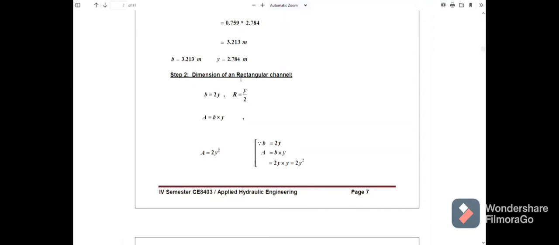Dimension of a rectangular channel: b equals 2y, R equals y by 2. Here R is similar to the trapezoidal channel. A equals b into y. b equals 2y, so A equals 2y into y, which equals 2y square. A equals 2y square.